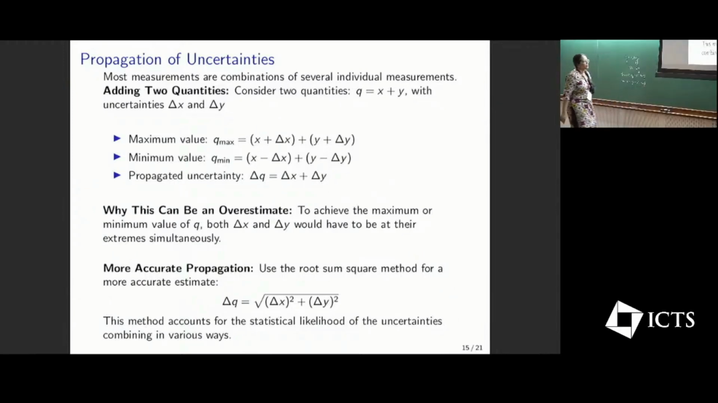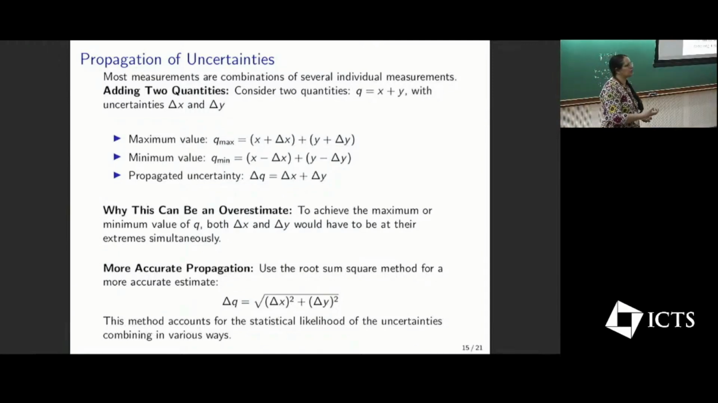Okay, so this simple argument tells us that the best estimate of Q is x plus y, and I can say that the best Q is equal to this best estimate, x plus y, plus or minus delta x plus delta y. So one way to report the uncertainty is just to add up the two uncertainties, and you would get something which represents the uncertainty of the sum.